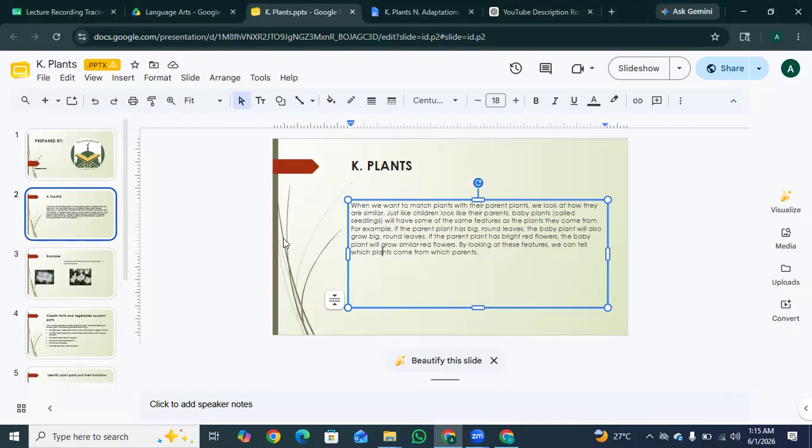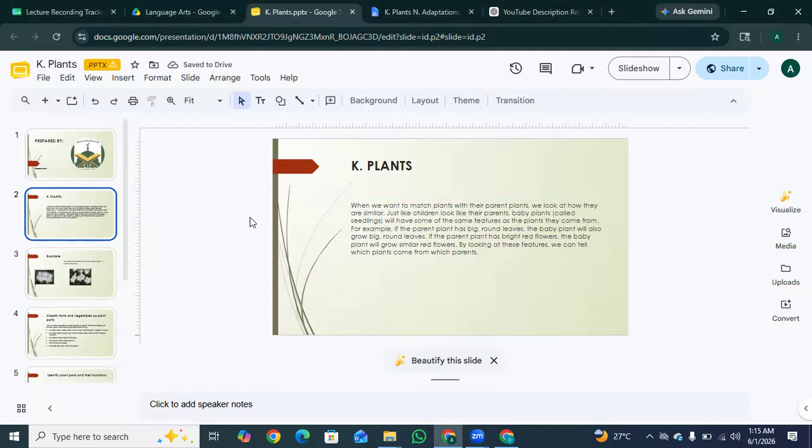When we want to match plants with their parent plants, we'll look at how they are similar, just like children look like their parents. Baby plants called seedlings will have some of the same features as the plant they come from. For example, if the parent plant has big round leaves, the baby plant will also grow big round leaves. If the parent plant has bright red flowers, the baby plant will grow similar red flowers. By looking at these features, we can tell which plants came from which parent.